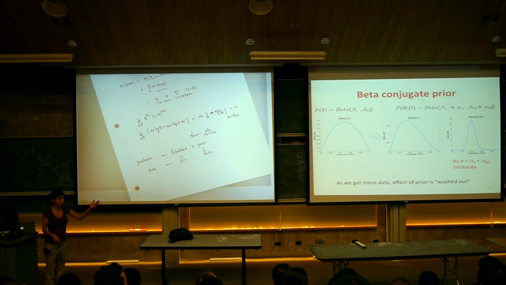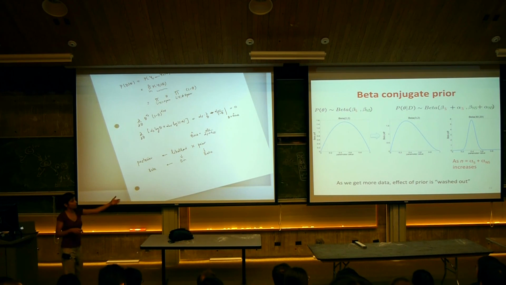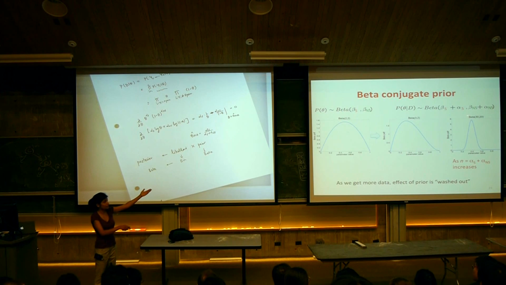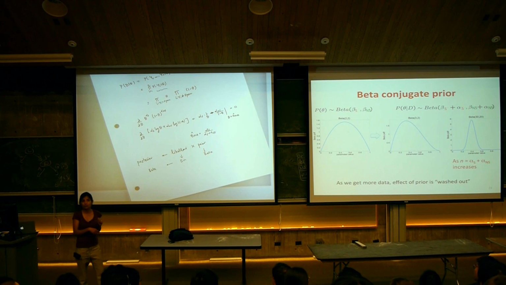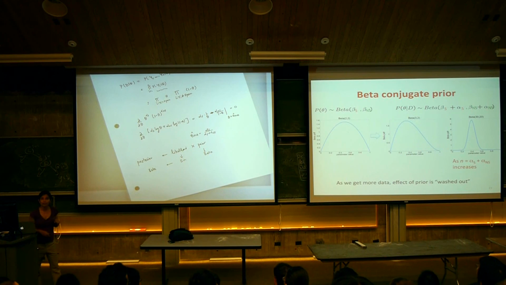And in fact, as you get more data, the effect of the prior is washed out. If you have infinite training data, n tends to infinity, and alpha s and alpha ns, you have a lot of examples of spam and not spam emails, you can pretty much forget about what beta was. And your distribution is going to be very, very peaked around some particular value that's completely decided by the data. Right?